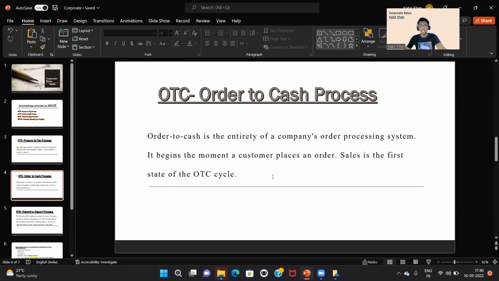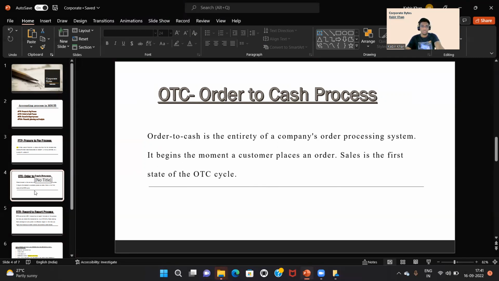In the O2C cycle we have the billing team and the cash application team. Different sub teams will be there under the O2C process, which we will discuss in detail in the upcoming videos. For now, O2C is order to cash, and it comes into the picture when the company makes sales on credit.